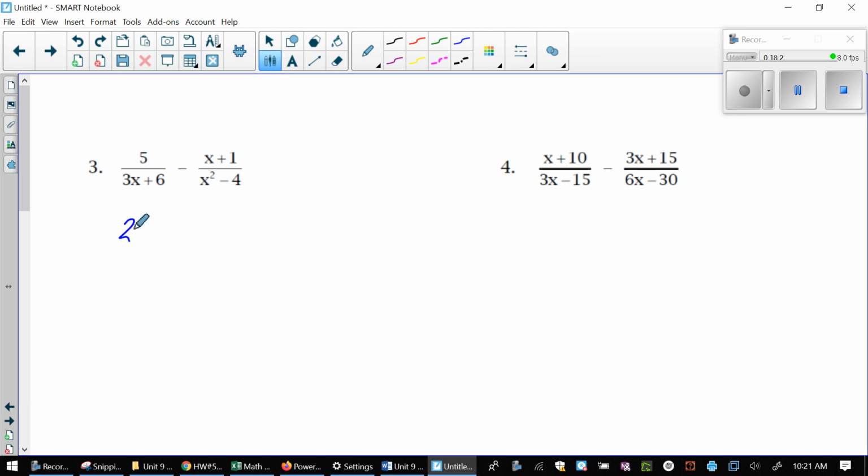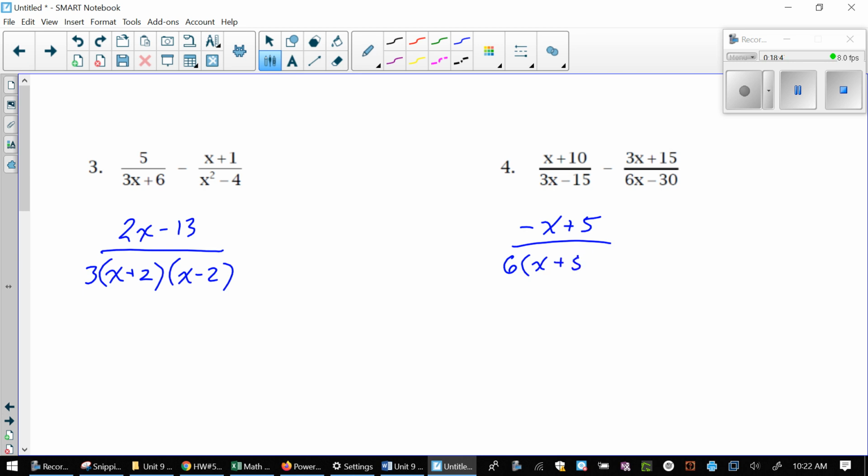For number 3, your solution is going to be 2x minus 13 over 3 times x plus 2 times x minus 2. And for number 4, this is what I had in my solution after I simplified the numerator, and then I noticed something. I'll give you a second. Take a look at that solution. I noticed something cool. If I thought of this as a factor, I noticed that this x is negative, this 5 is positive.